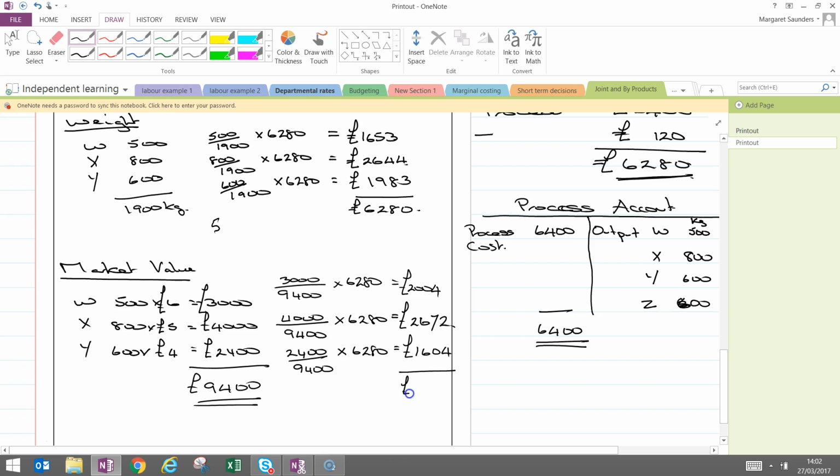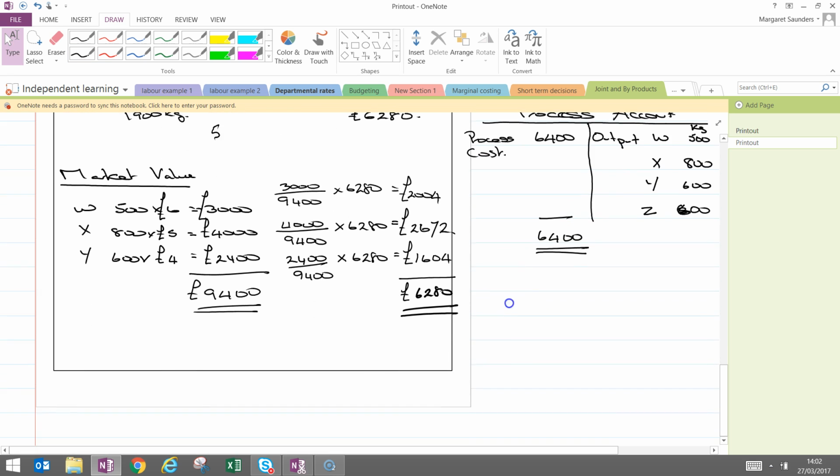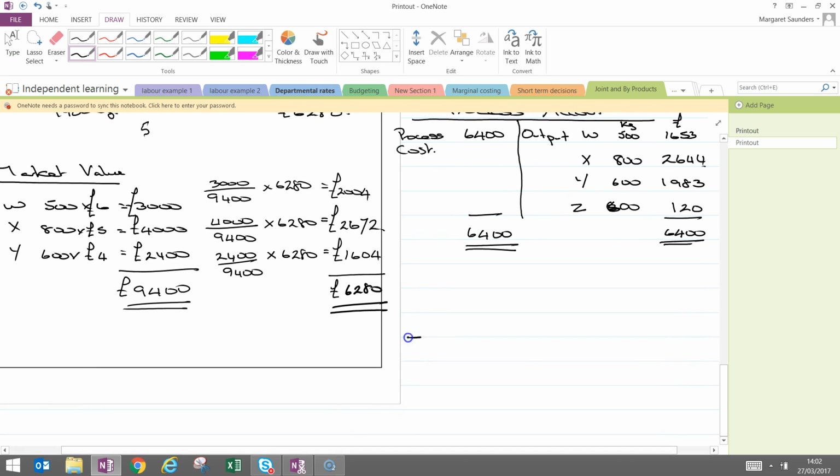Just check we've done it all correctly. Add these three up and they come to 9. No, they don't come to 9,400. They come to our original cost, 6280. Okay, so there we have it. Now we could write up the process account using these figures as we did before.